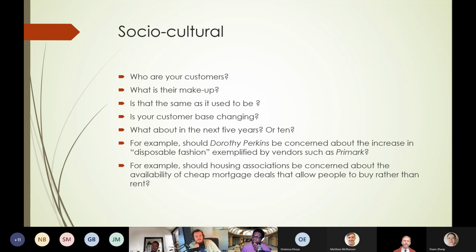Okay, next one in our PESTLE is social cultural, which brings us back, I suppose, to Facebook. Who are your customers? Remember, Facebook is an American college thing. So it was originally designed to appeal to people of college age, university age. And that's not where they are now. It's more likely that the person in college's grandmother will use Facebook than it is. I mean, that's what the stats tell me.